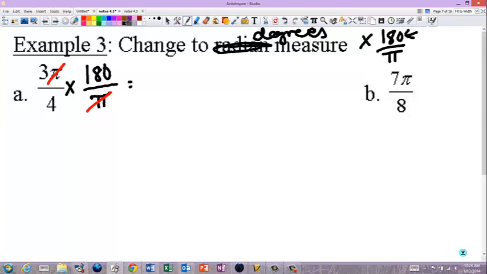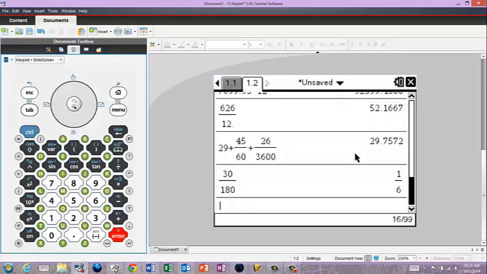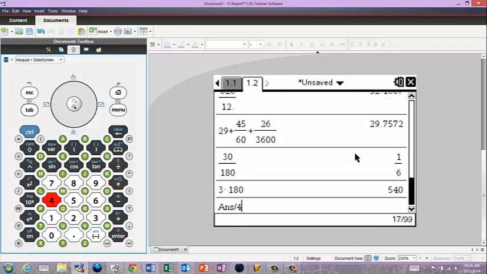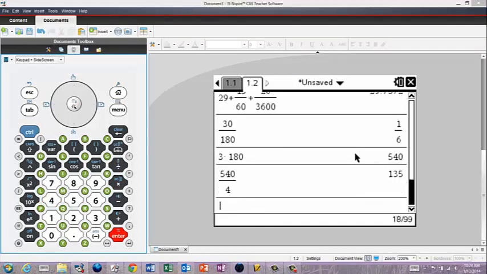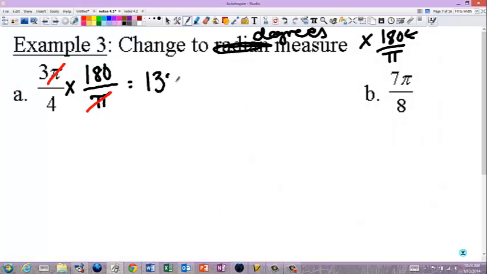So you do 3 times 180 divided by 4. And I'm going to cheat, just because I don't know. 3 times 180 divided by 4. For right now, we can use our calculator for the big stuff. It's 135 degrees.